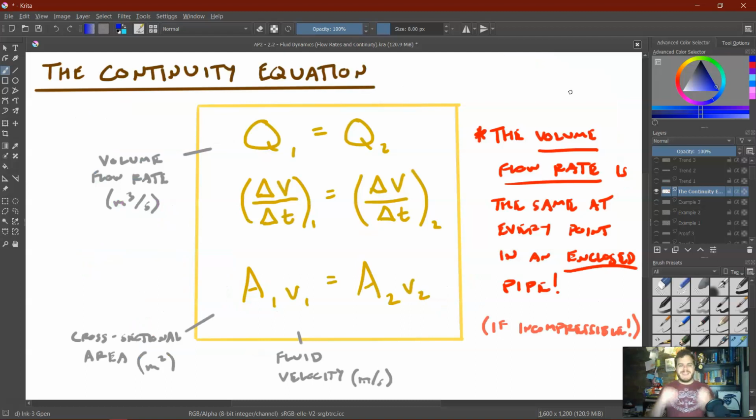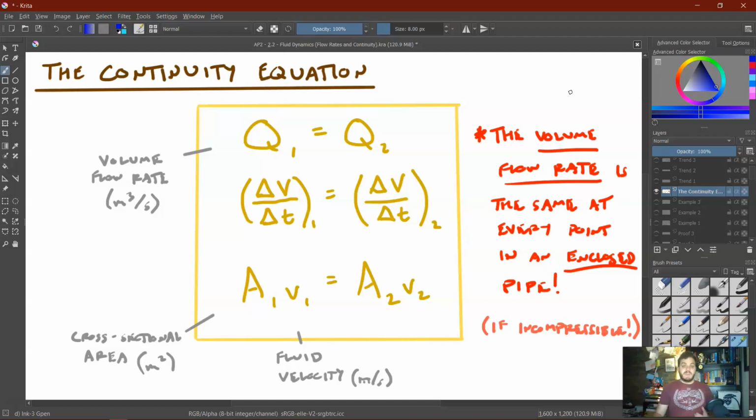This is known as the continuity equation. Now, the first part doesn't look like much of an equation. It's really just more a statement that the volume flow rate is the same at every point in an enclosed pipe if the fluid is incompressible. That's a very important piece. This is all due to conservation of mass, but if it's incompressible, essentially that also means conservation of volume. So the volume flow rate Q1 equals Q2, delta V over delta T1 equals delta V over delta T2.